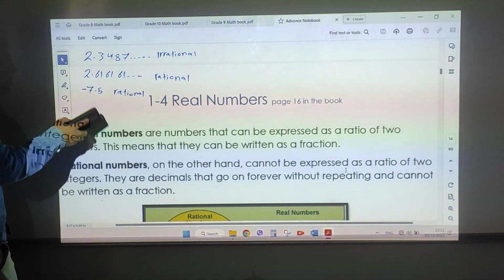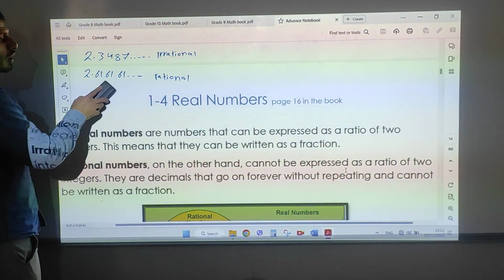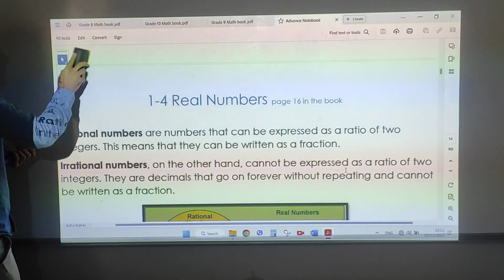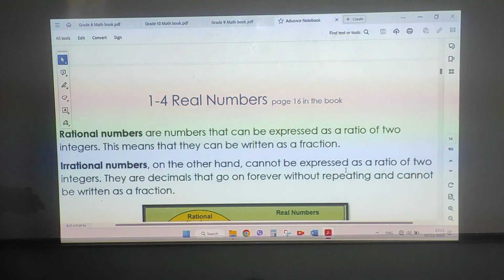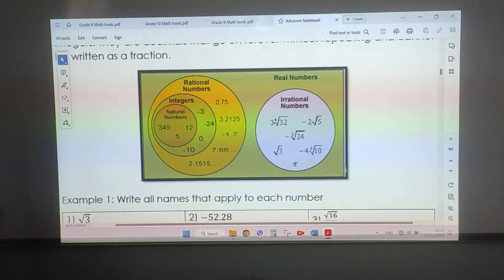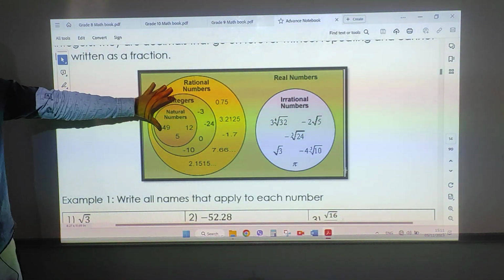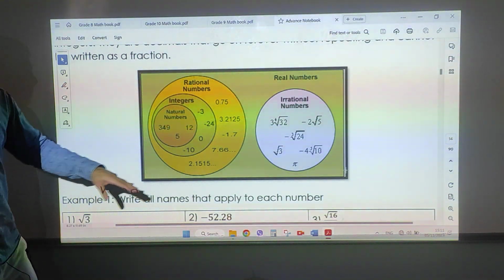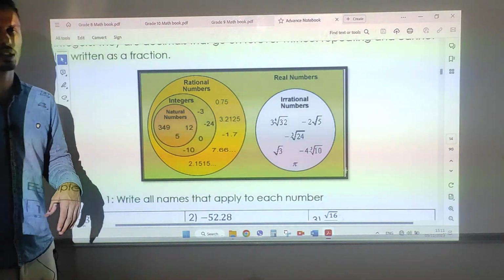But for the fractions, the integers, the whole numbers, like 1, 2, 3, 4, negative 1, negative 5, negative 10, they are all rational. Now, if you have a look at this chart, on these graphs, rational numbers are these kinds of numbers. Irrational numbers are these kinds of numbers.